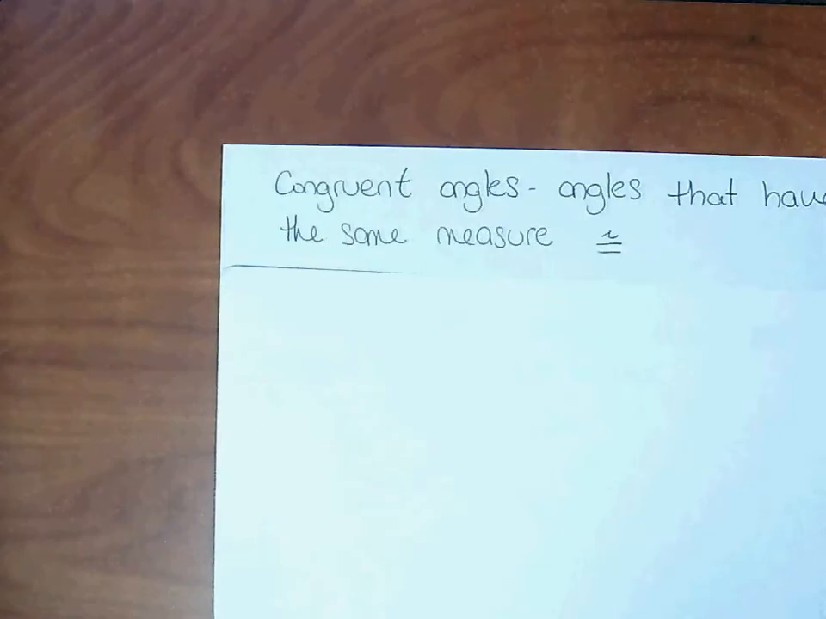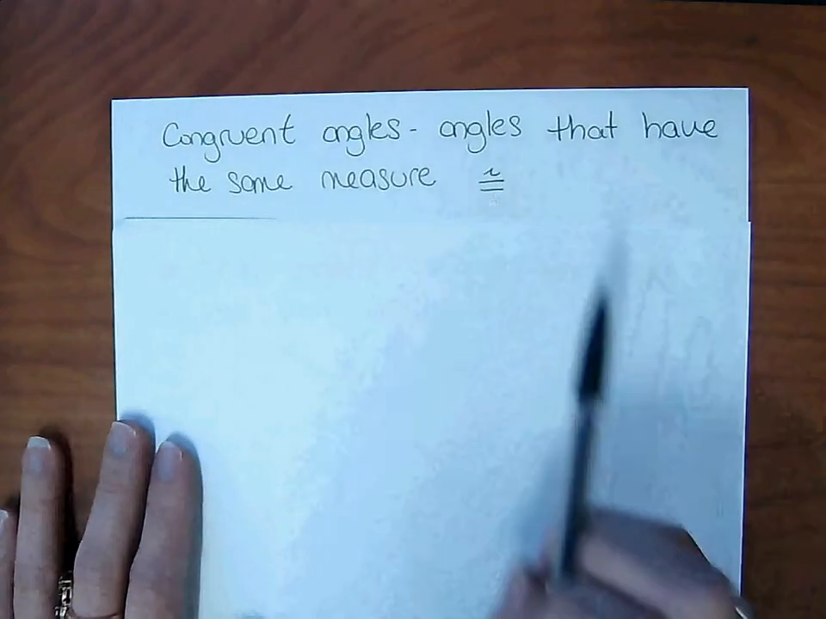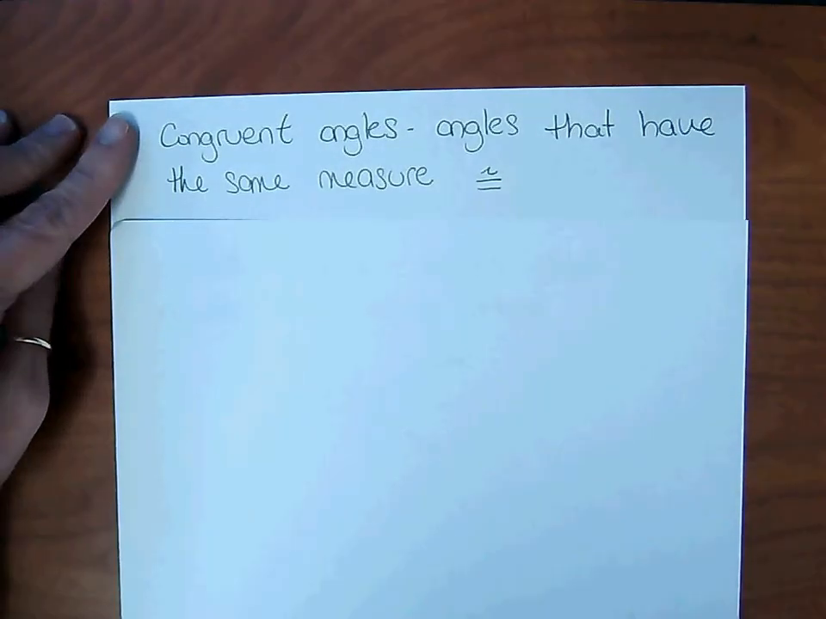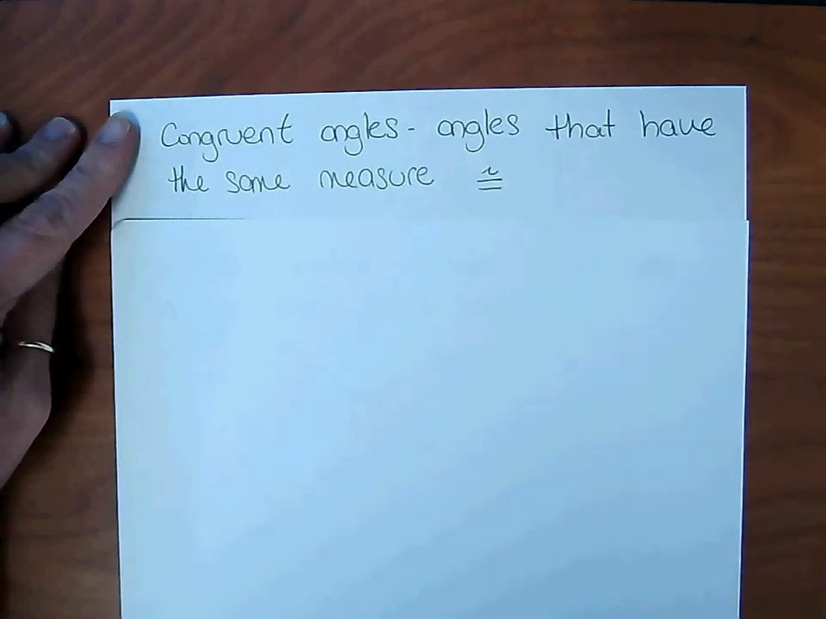Congruent angles are angles that have the same measure, and this is the symbol for congruent. Congruent is the word we use in geometry to mean equal. Equal is used more in algebra.